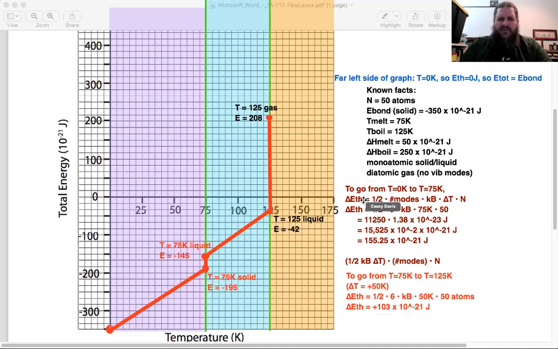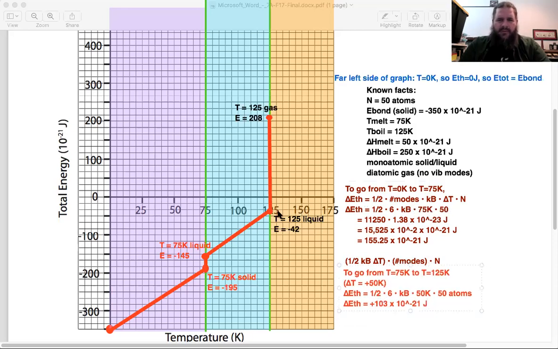We can still use our usual delta E thermal formula. Let's say we're going from 125 to anywhere, because there's no other stopping point really. There's no going from gas to something else. But let's say from 125 to 175 to finish off the graph. So we're still adding 50 Kelvin. But we need to make some modifications.